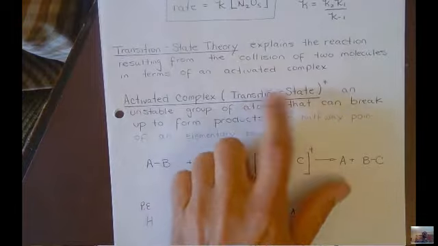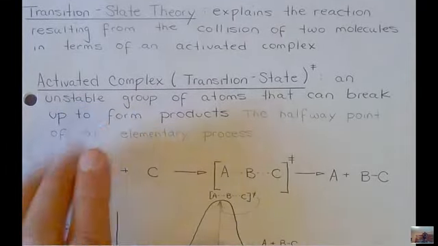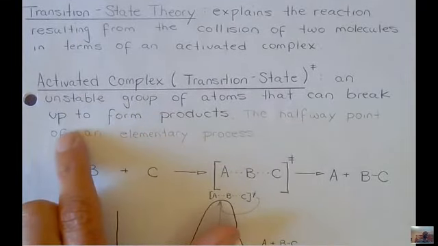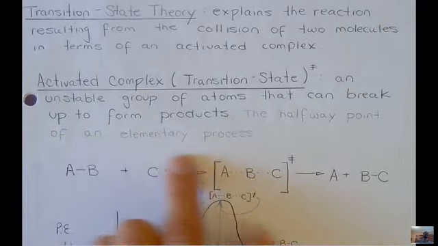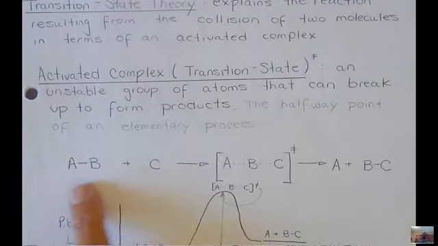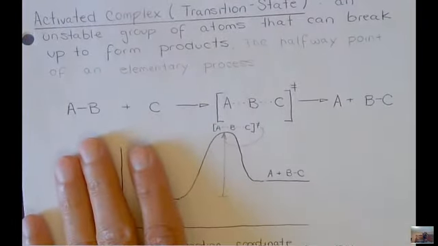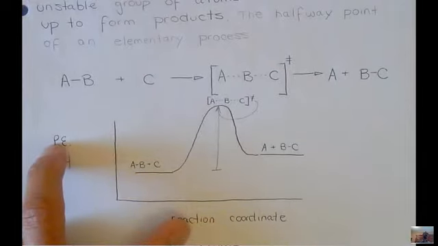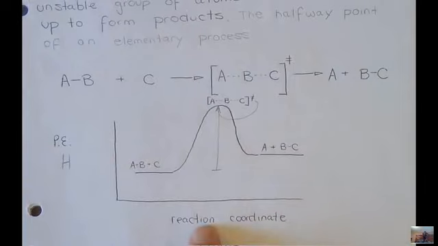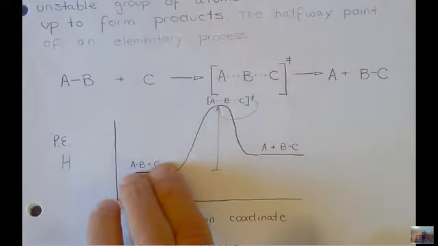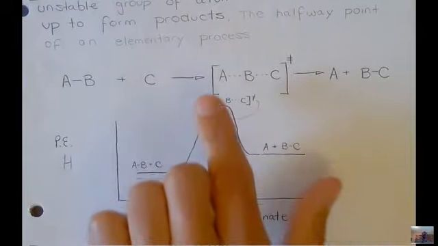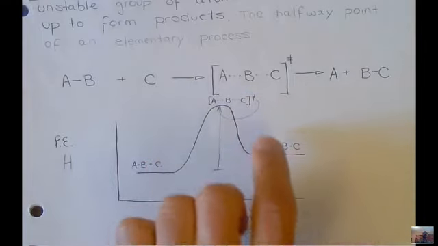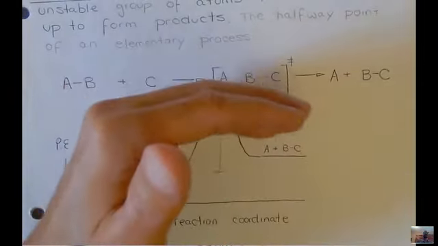The activated complex or transition state, which gets this little symbol, is an unstable group of atoms that can break up to form the products, the halfway point of an elementary process, okay? So if this is an elementary process, that's the halfway point, okay? And we're plotting enthalpy or potential energy versus the reaction coordinate. This is basically time as you move from left to right. This is before they react, this is after they react. So you can always have a halfway point where the old bonds are breaking and the new bonds are formed. It happens at the top of the energy of activation.